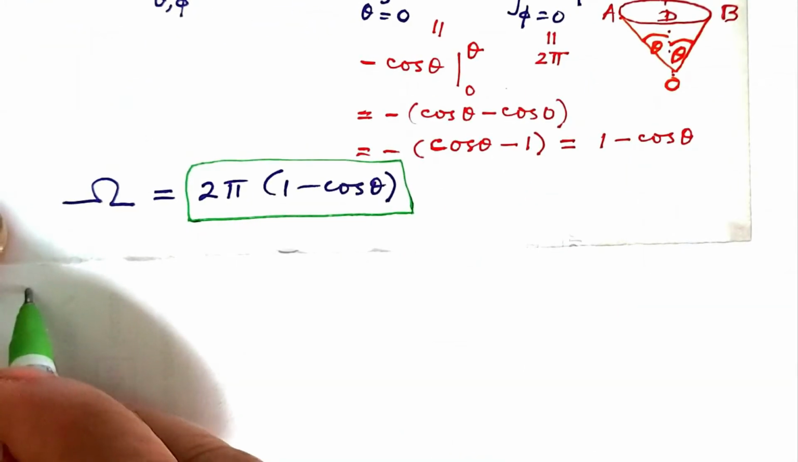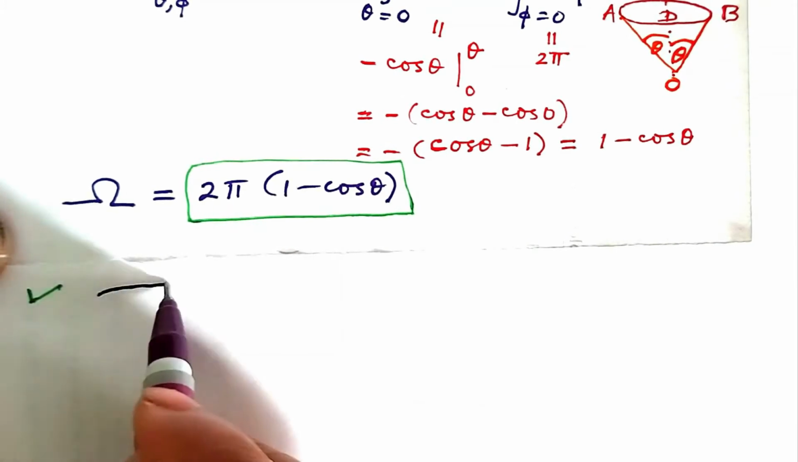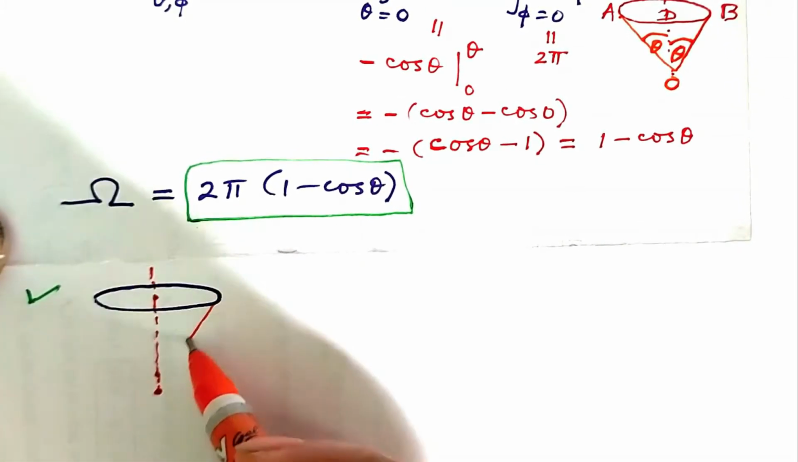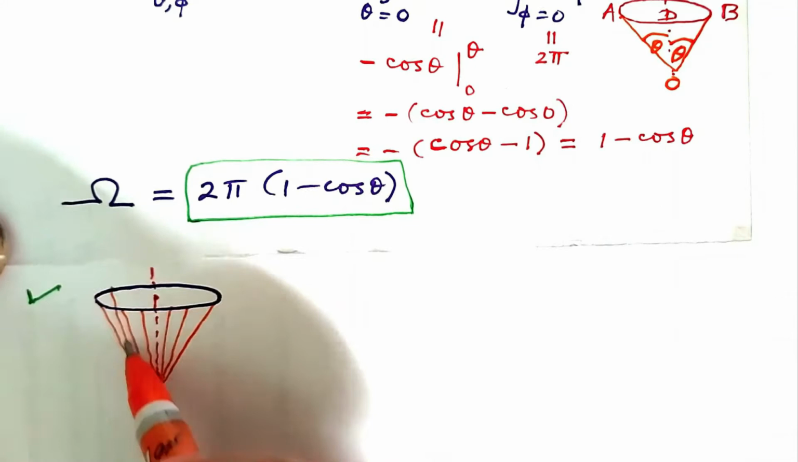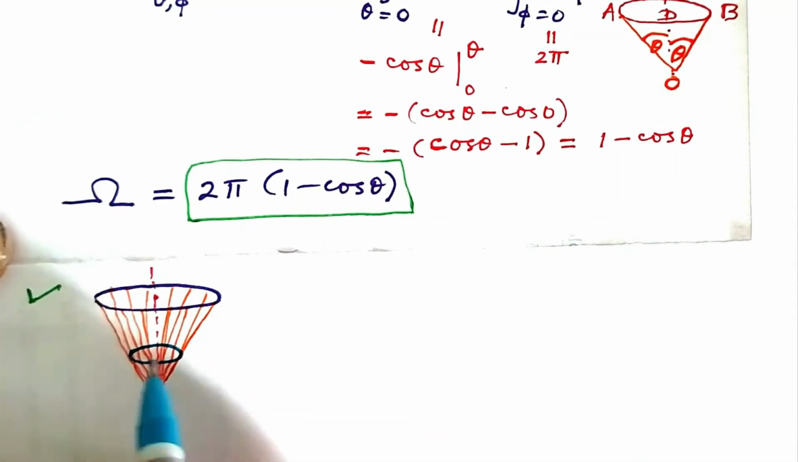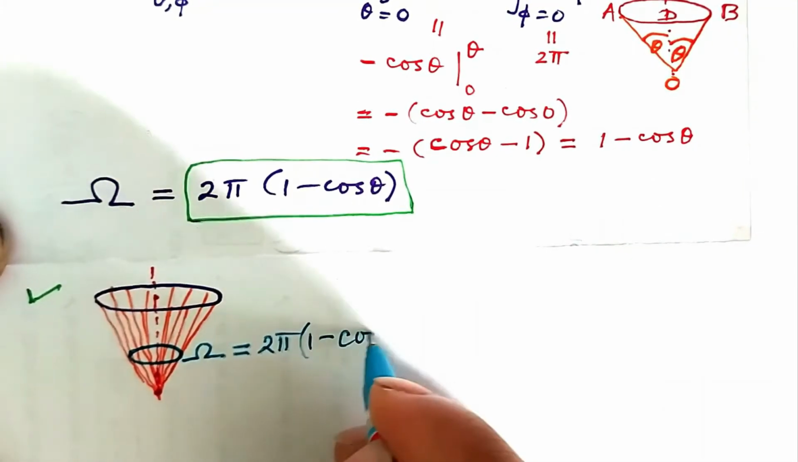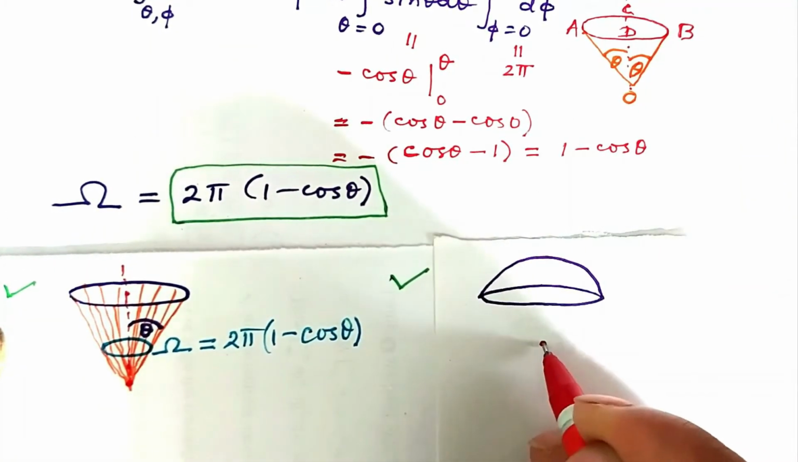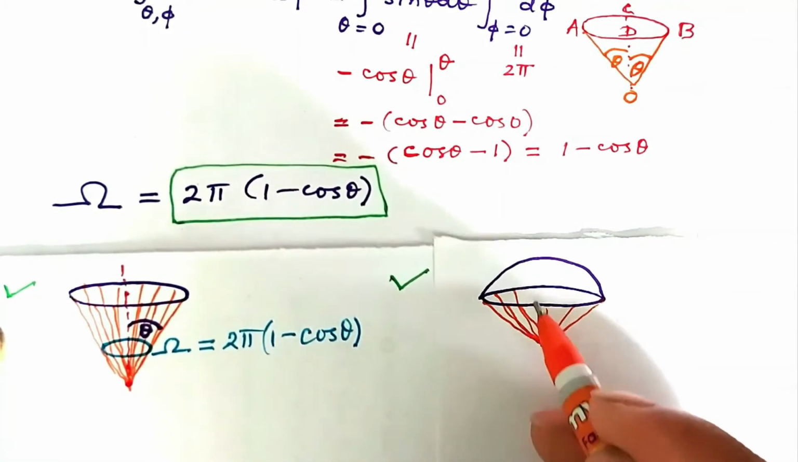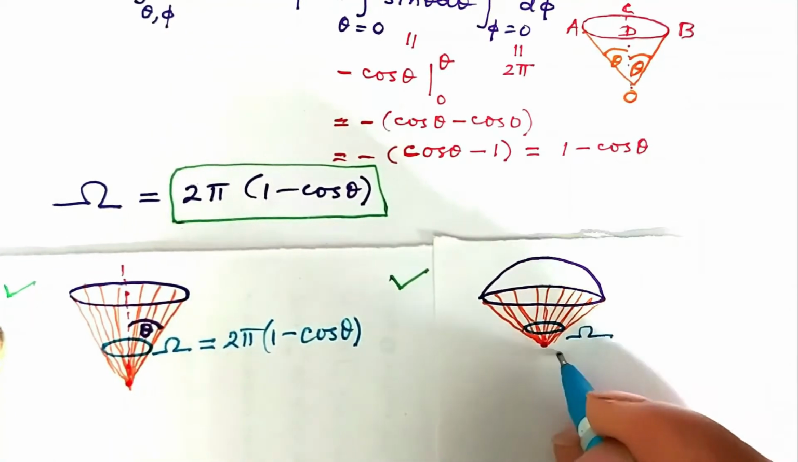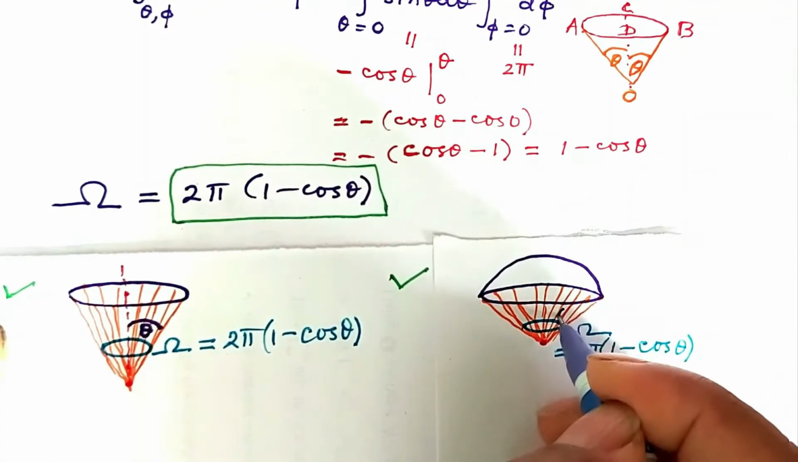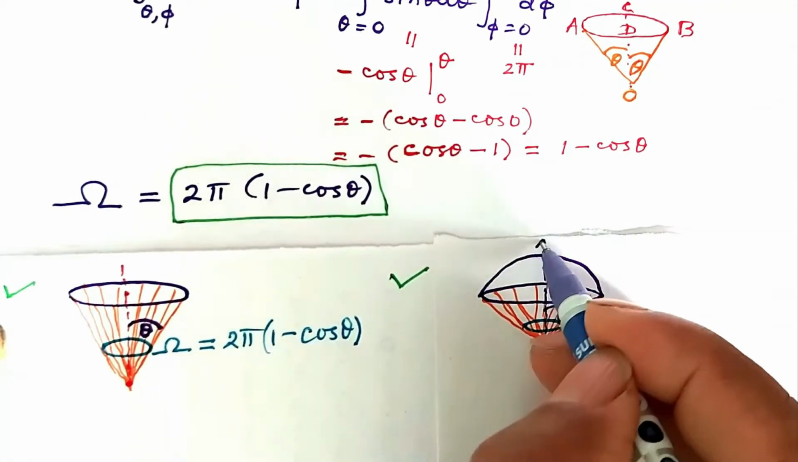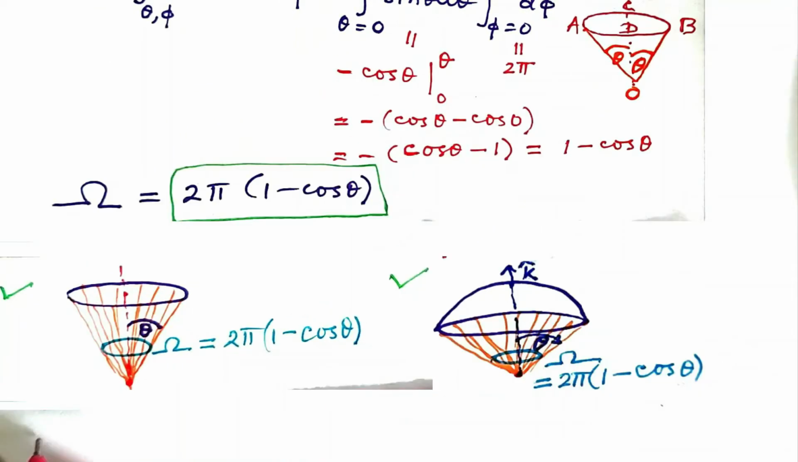Let us underscore the important features. The disk subtends solid angle 2 pi into 1 minus cos theta at a point on its axis where theta is the semi-vertical angle. And a spherical portion subtends solid angle 2 pi into 1 minus cos theta at center where theta is the polar angle. Let us now answer the other parts of the question.